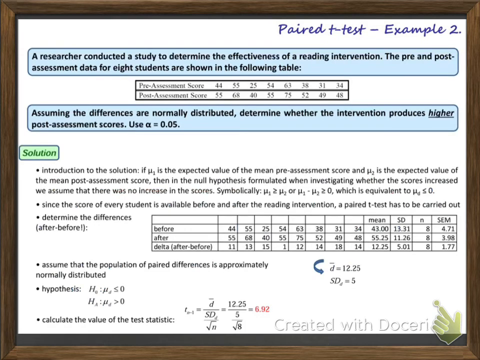I hope this is clear. Coming to this question, in the same way, a researcher conducted a study to determine the effectiveness of reading intervention, with pre and post assessment data for 8. Also, he gave me n here in alphabetic letters, so n equals 8. What I'll do is copy this table here and add a new line.